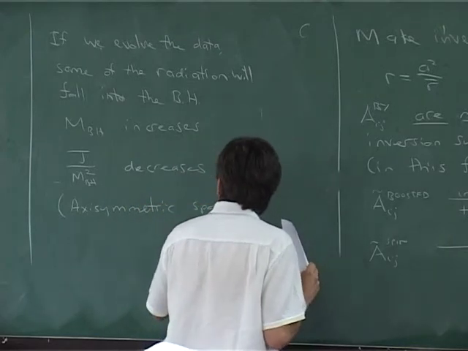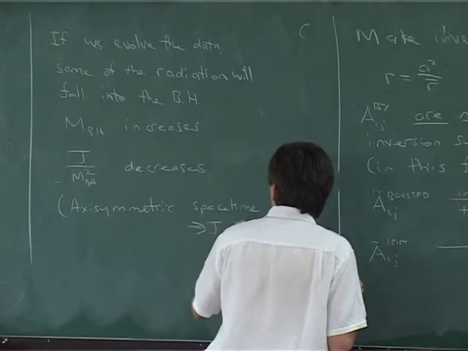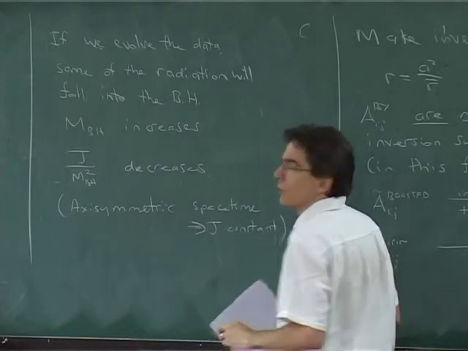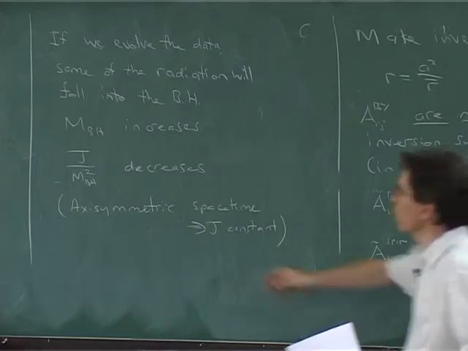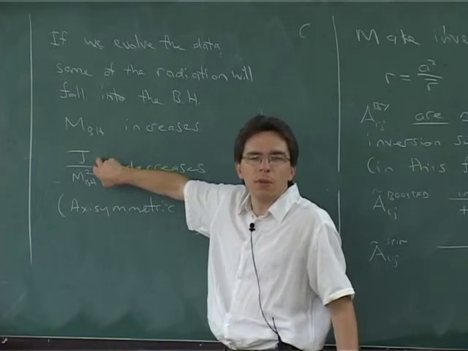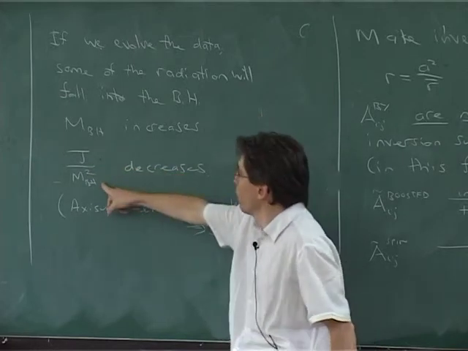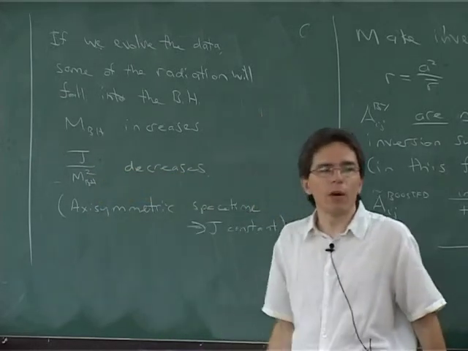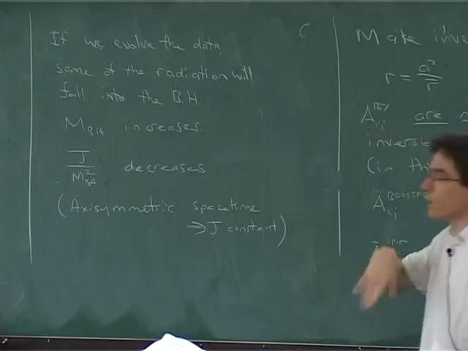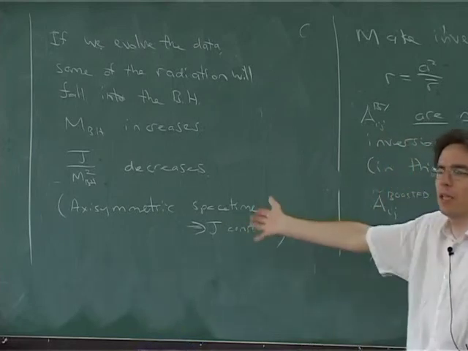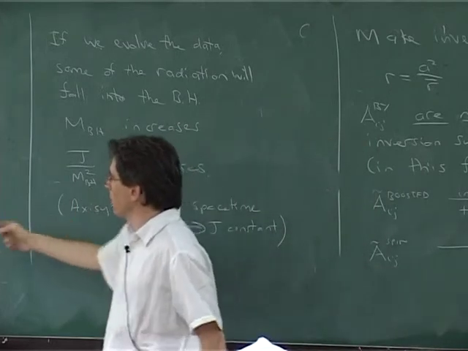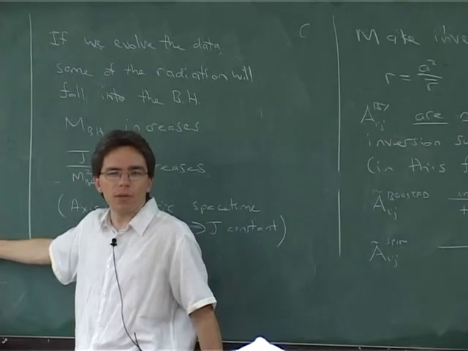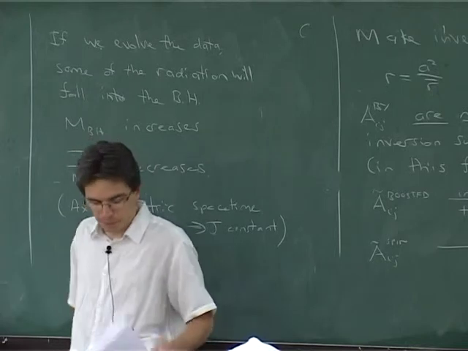Okay, so J is constant. Since it's axisymmetric, there will be no radiation of angular momentum, so the angular momentum will stay the same. But the mass will increase, and so this J over M squared will decrease. So once this thing has finally settled down, all this pesky radiation has gone away, and you're happy, you will have a Kerr black hole which has even less than this.